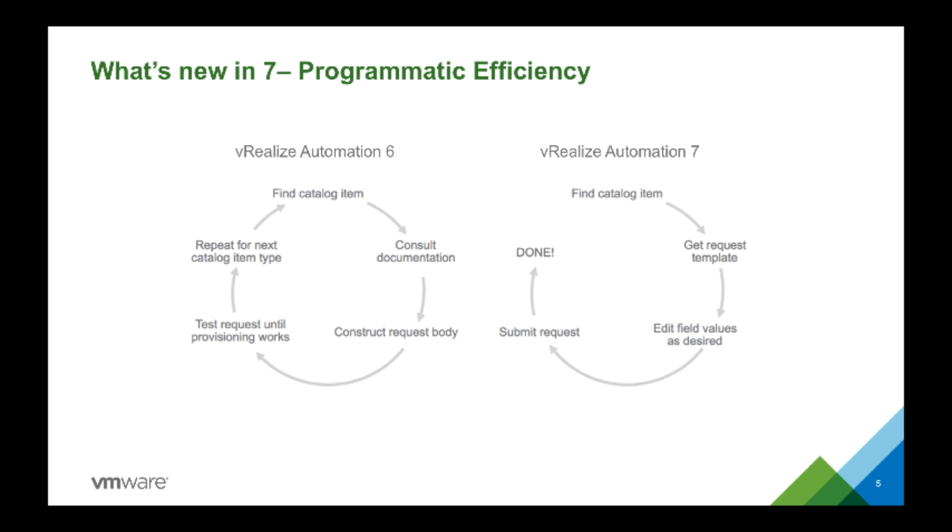So what's new in 7? You may remember if you've used the API in vRealize Automation 6, this process is a little bit more difficult and more time consuming, and there's a lot of information that wasn't readily available directly from the REST API. In 7, we made this process much easier. We put in a request template, so it's basically a property bag of all of the elements or properties that you need to actually make the request, and then we'll also provide the URL to post that request.